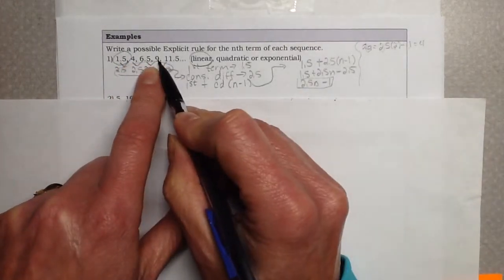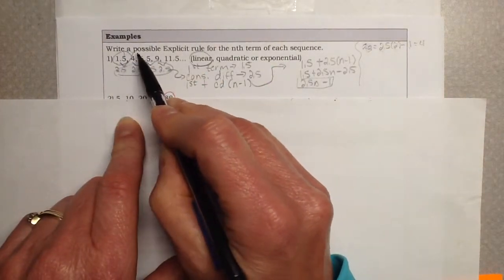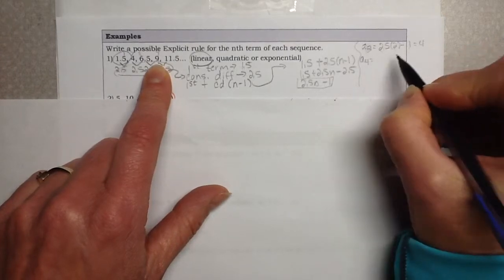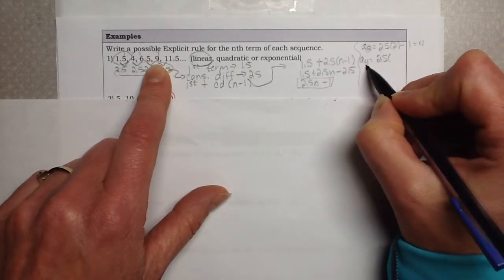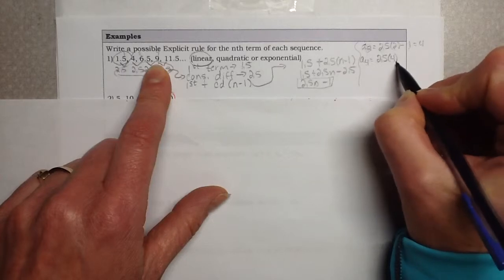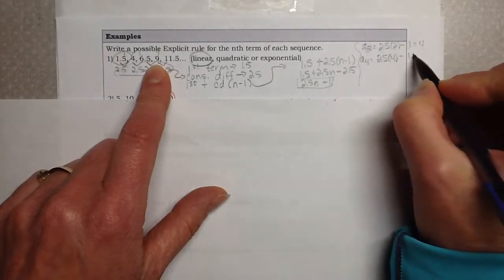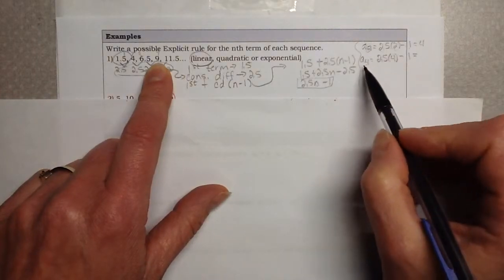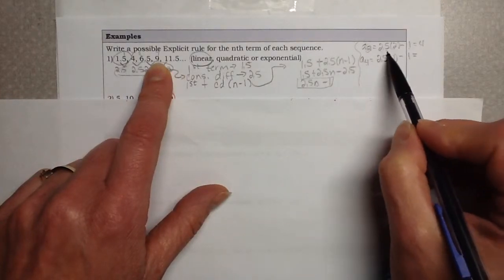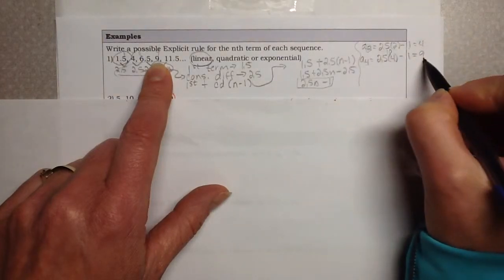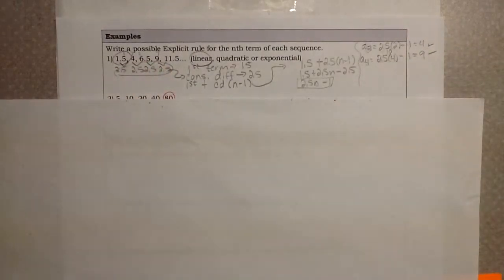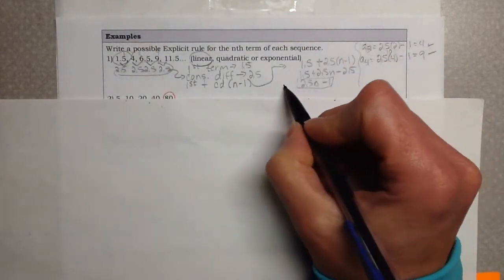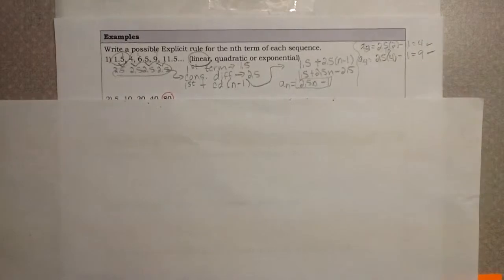Now let's check it with the 1, 2, 3, fourth term. So we want a sub 4. So it's going to be 2.5 times n, where n is 4 now, minus 1, and then we need to check and see if that equals 9. So 2.5 times 4 is going to give us 10, minus 1, and that does equal 9. So those both check. So it's a pretty good indication that you have a good rule there. So a sub n equals 2.5n minus 1.